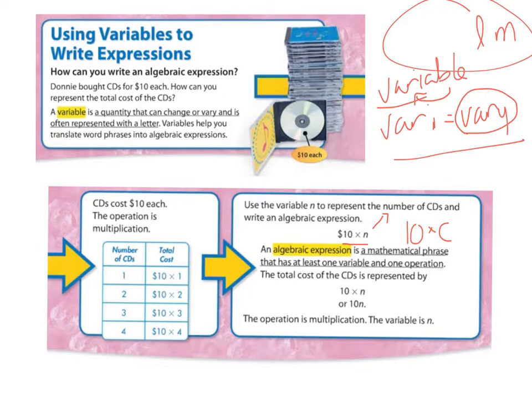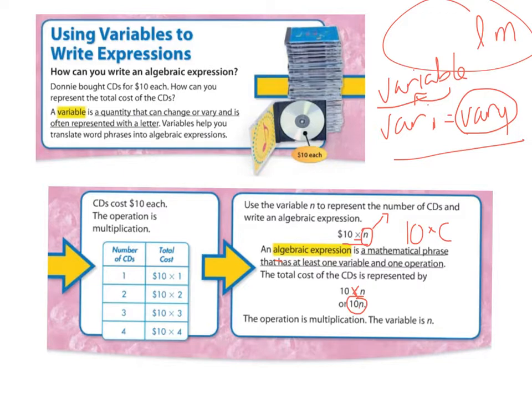So what is an algebraic expression? It's a mathematical phrase that has at least one variable, and this time it has an n, so that makes it an algebraic expression, and one operation, and the operation this time is multiply. The total cost of the CDs is represented by 10 times n, and if we want to write that like a pro, we just put it right next to each other. Whenever a variable is right next to a number, that means to multiply.